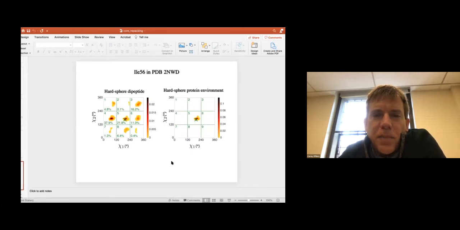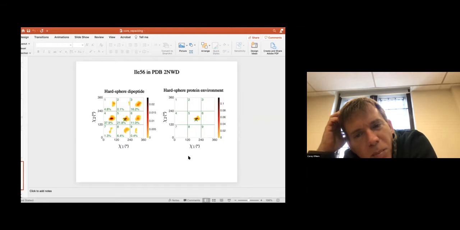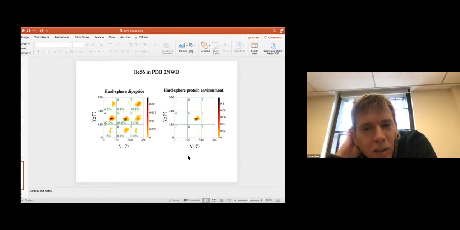Here we have on the right-hand side a prediction for a particular isoleucine, isoleucine 56 in a particular crystal structure, 2NWD in the Protein Data Bank. The color represents the prediction, so that's the probability distribution that we're finding. And the green X in bin number 5, near the center of bin number 5, is the experimental value for isoleucine 56 in 2NWD. And so you see that the prediction of this model is pretty good.